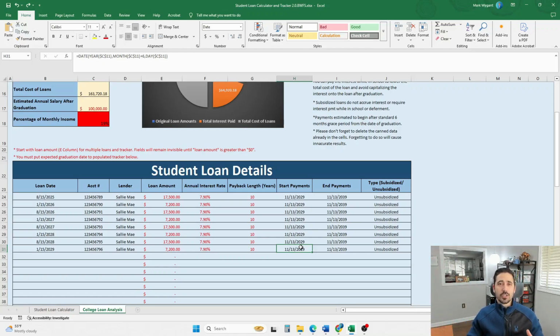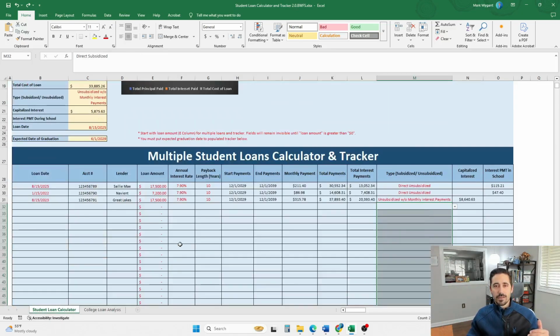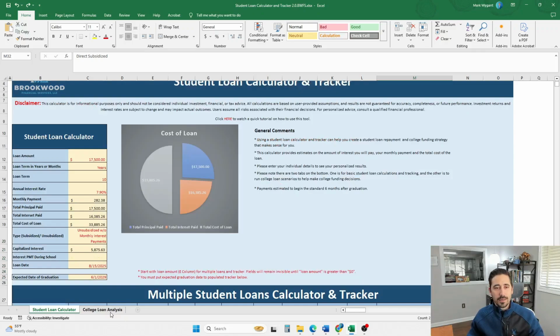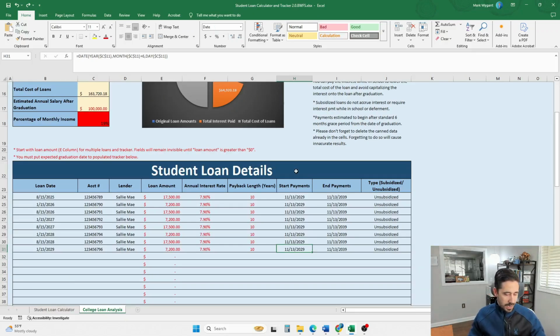And if you're just trying to track loans, then go back to the student loan calculator and tracker over here, and you can track these multiple loans based on the loan date, the starting payment date, and everything else like that over here. The other thing, I wrote some notes here. So you can't use prior loans unless you've maintained interest payments, or you've stayed with no interest payments at all, or you're subsidized. So again, kind of an all or nothing scenario here.